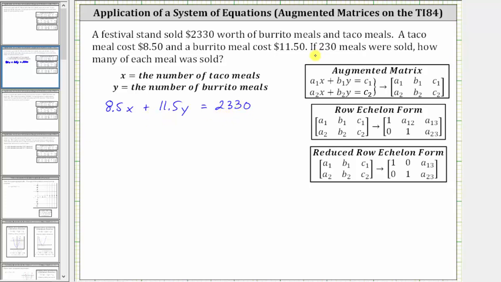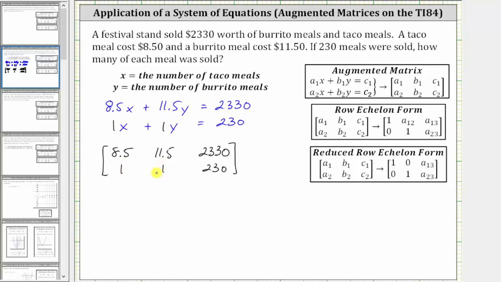And we also know that 230 meals were sold, which means x plus y must equal 230. This gives us the second equation in our system of equations. And now let's write the corresponding augmented matrix from this system. We write the first row from the first equation and the second row from the second equation. For the first row, the first element is the coefficient of x, which is 8.5. The second element is the coefficient of y, which is 11.5. The third element is the constant 2,330. And then for the second row, we have 1, 1, 230.